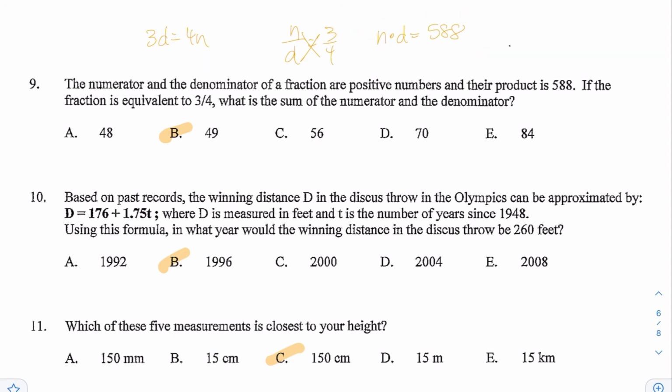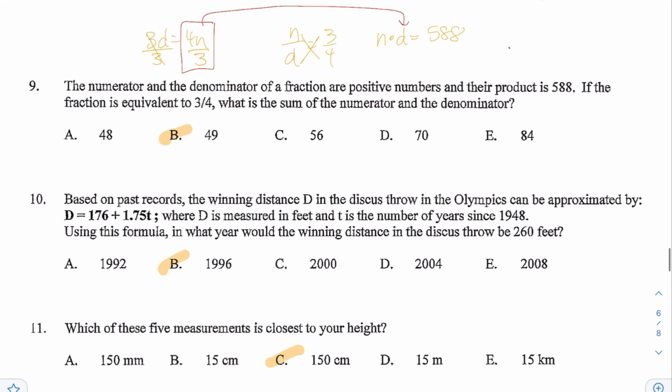What you can do is you can solve for d by dividing both sides by 3. And then you can take 4n over 3 and substitute in for the variable d. So that will give you n times 4n over 3, or 4 times n squared divided by 3, is equal to 588. And from here, you can multiply both sides by 3/4 to isolate the n squared on the left side. So we multiply both sides by 3/4, you get that n squared is equal to 588 times 3 divided by 4. So 588, you can divide by 4 first.